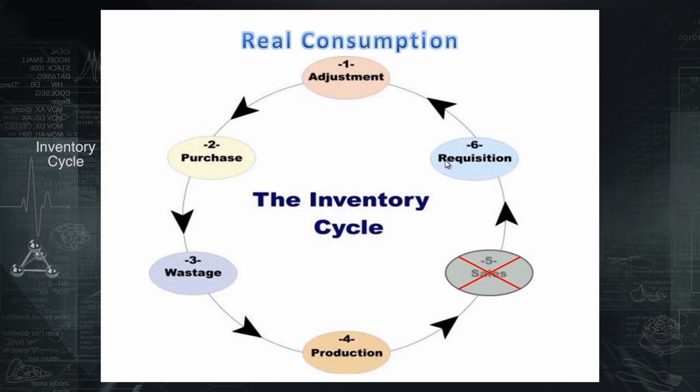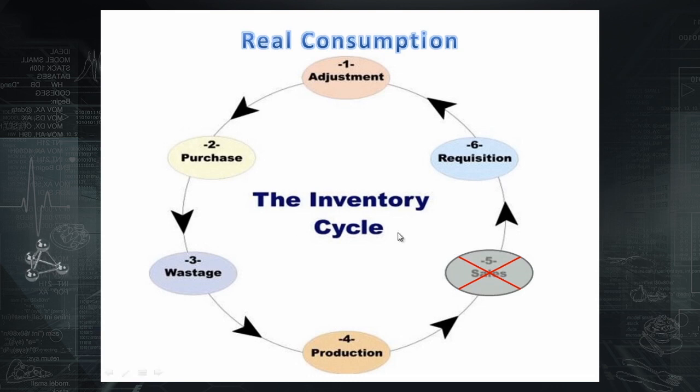The inventory cycle is divided into two parts. First, real consumption. Here, all transactions will be taken into consideration except for the sales, and all the setup will be established except that of the recipes.